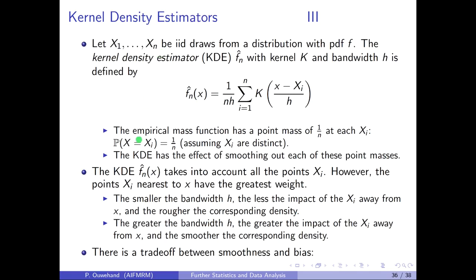Now the empirical mass function has a point mass of 1 over n at each sample point xi. In other words, the probability that x is equal to xi is equal to 1 over n for the empirical mass function. The KDE has the effect of smoothing out each of these point masses. It takes into account all the points xi, but the points nearer to the point x have the greatest weight. This is because the function k of (x minus xi) over h is centered around the point xi. The greater the bandwidth, the greater the impact of the xi away from x, and the smoother the corresponding density. There's therefore going to be a trade-off between smoothness and bias.